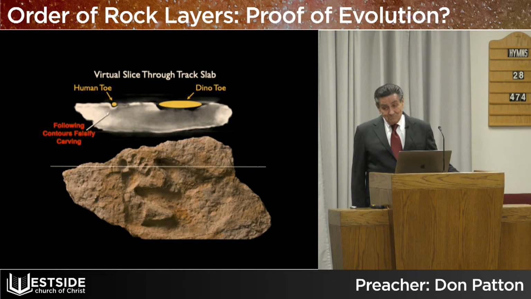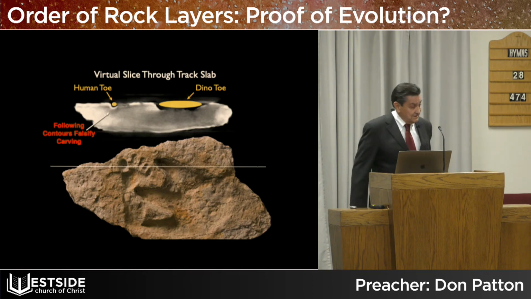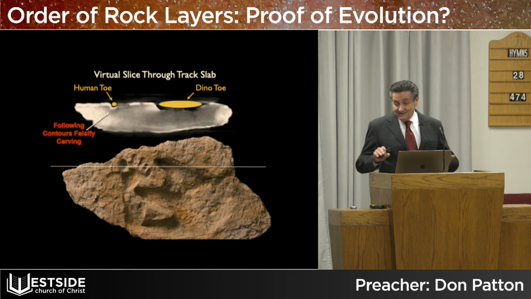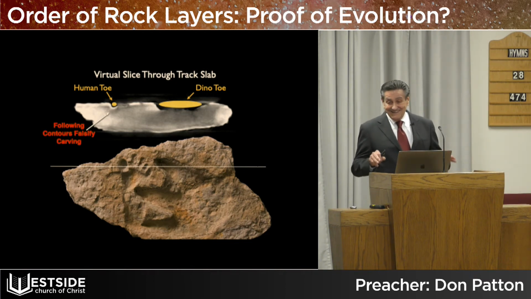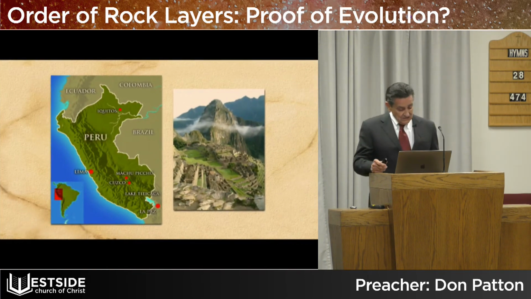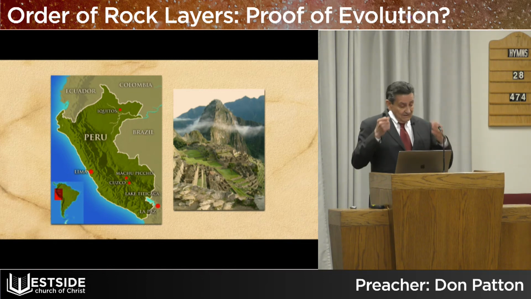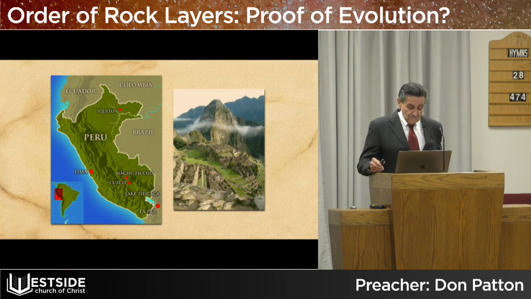Now, that's powerful evidence. And if they're stepping in each other's footprints, just forget the idea they're 100 million years apart. That's not going to fly. But we have lots of evidence like that to show that humans and dinosaurs were not separated by 100 million years, but were created together.